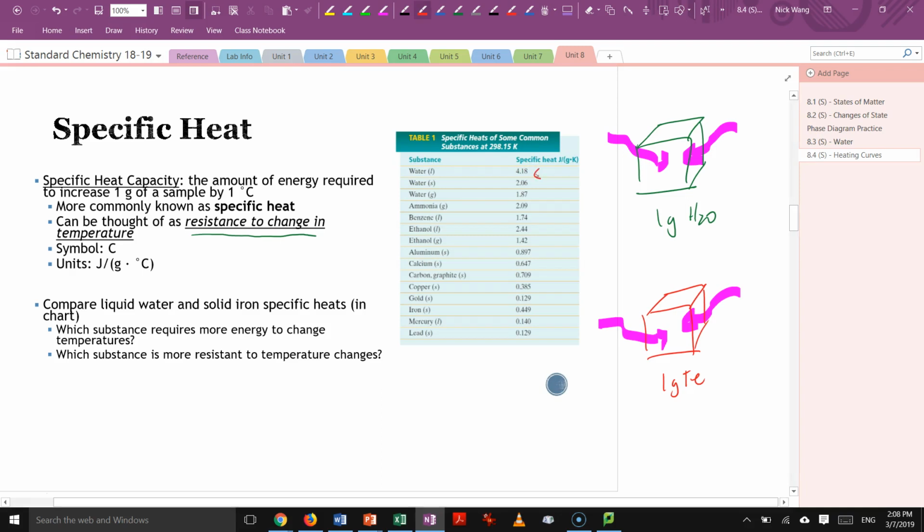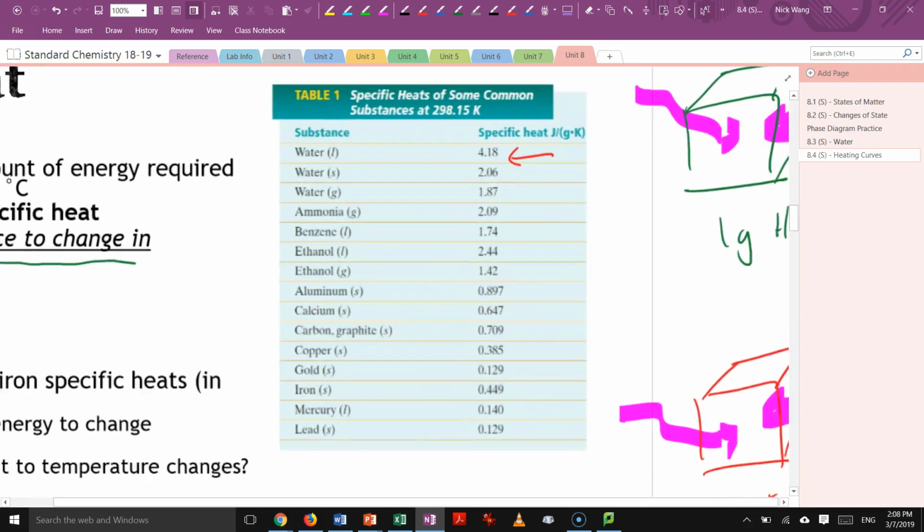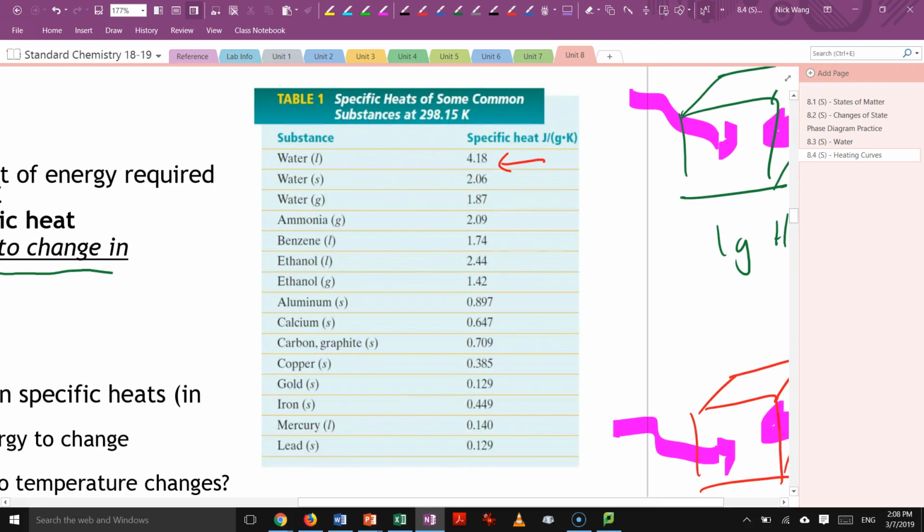So let's use these as our highlighted values. It might be kind of small, so I'm going to zoom in just a bit. For example, liquid water has a value of 4.18, and iron has a value of 0.449. Those values by themselves don't mean a whole lot, but think about it: if you have a higher specific heat, that means more energy is required to increase that sample by 1 degree Celsius.